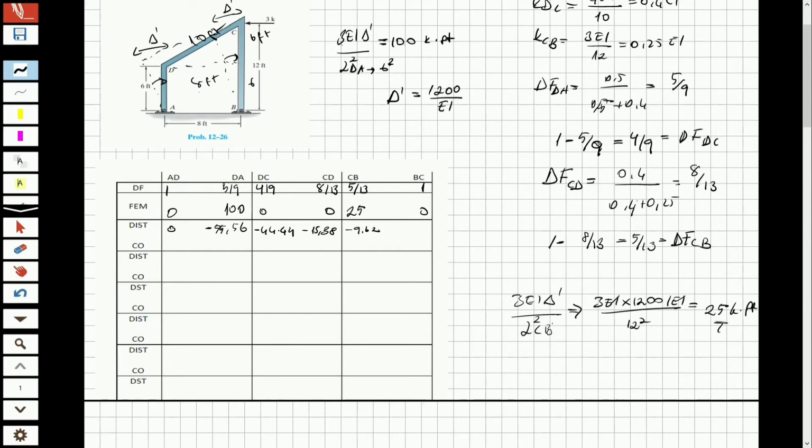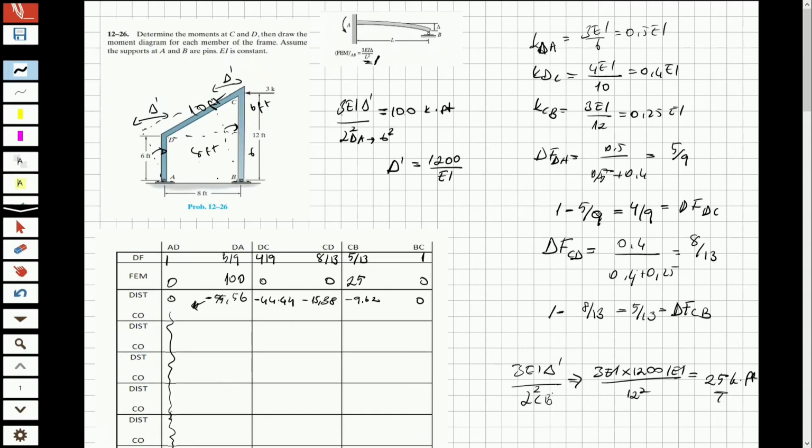And now there is 0 because the fixed end moment here is 0. And I'm going to carry over this value here. But I cannot just make the carryover here, because I use the modified formula. This will be closed and I can't use it.